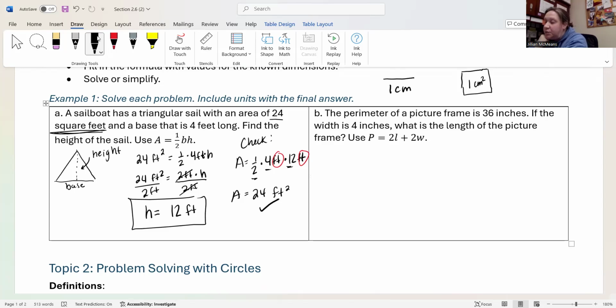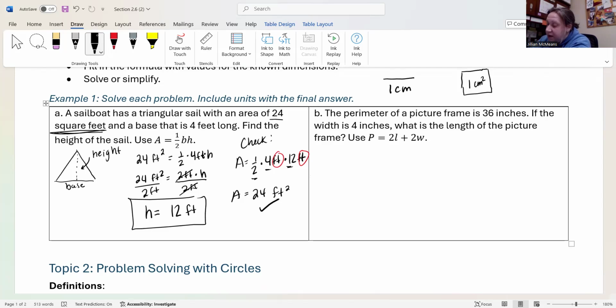Okay, so part B, it says the perimeter of a picture frame. So picture frames for us are generally going to be rectangular. So the perimeter of a rectangular picture frame is 36 inches. If the width is 4 inches, what is the length of the picture frame? And then it tells us to use perimeter equals 2 times the length plus 2 times the width.